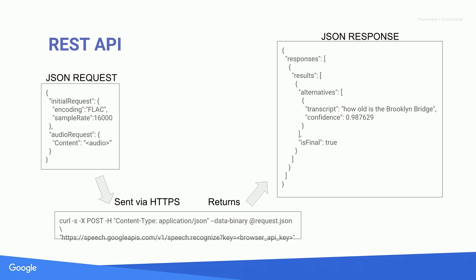If you look at the bottom, there's a curl command. Kind of long, but basically all it's posting is a content type and posting to a URL. So it's taking that JSON, posting to the URL, and what you get back is that response that's on your right. And again, this is the simplest type of response. If all you want is one alternative, you don't want to see multiple alternatives and interim results, you'll get something that looks just like this.